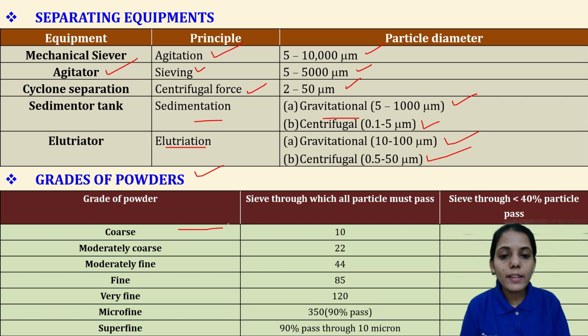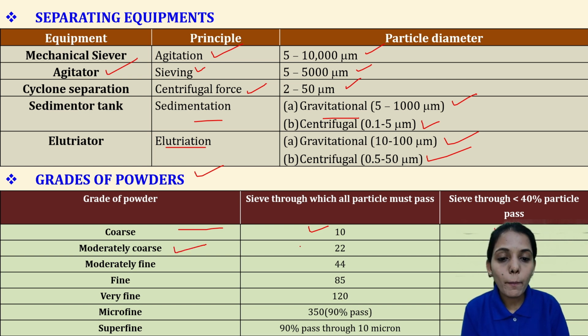So coarse powder means the sieve through which all the particles must pass. Coarse powder particles are bigger in size, but all of them should pass through sieve number 10, and less than 40% of the particles should pass through sieve number 44. If it is so, then it is known as coarse powder.